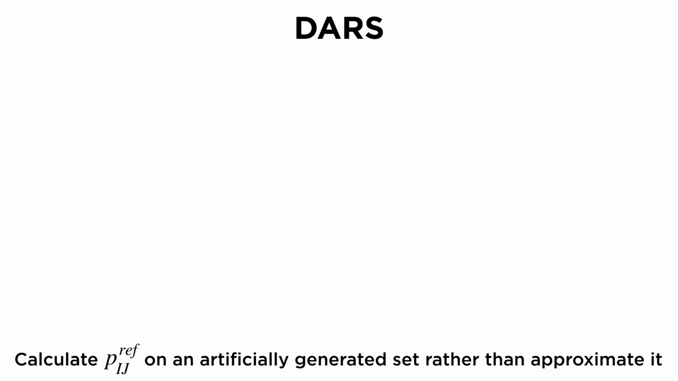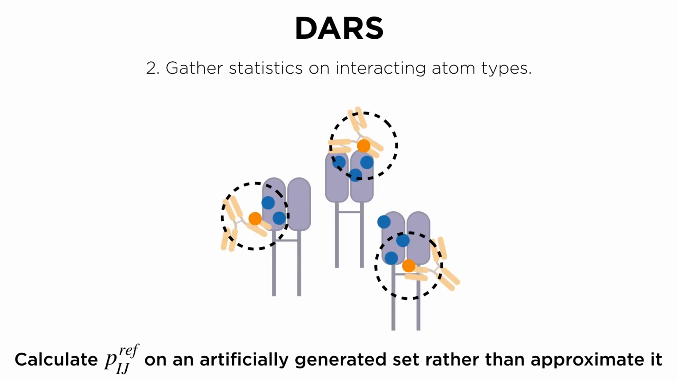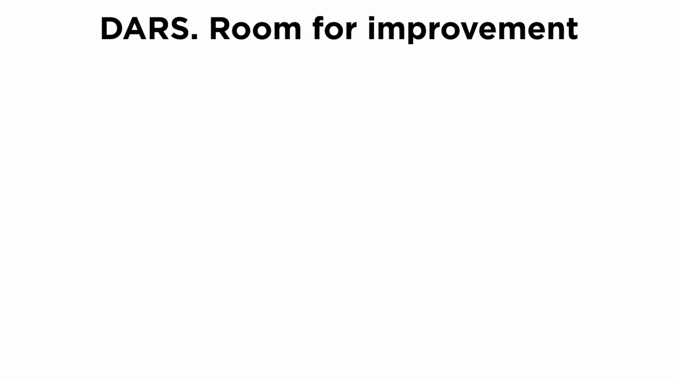Before DARS, p-ref was usually calculated using some approximations, but DARS introduced a new way of doing it by generating an artificial set of complexes and gathering statistics from it. So how can one calculate p-ref like DARS did? First, one needs to generate physically random conformations using a docking algorithm, and then gather the statistics needed to calculate p-ref.